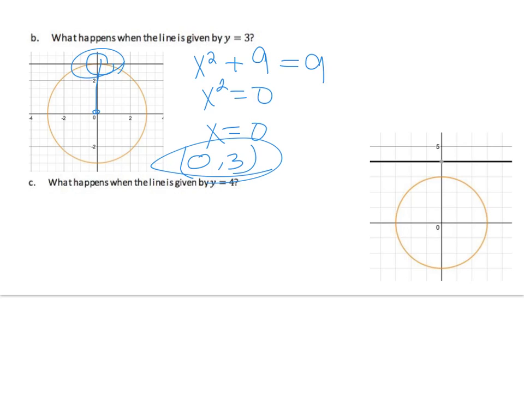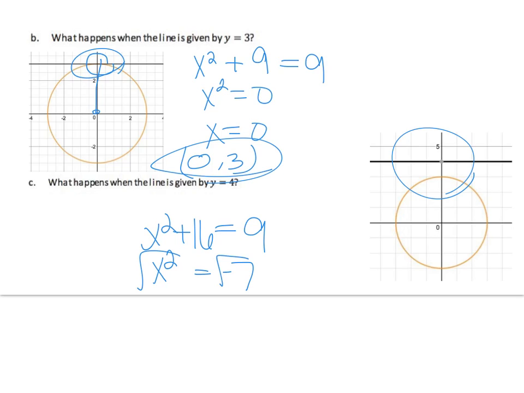What about when x equals 4? It looks like we're going to have no solution. x squared plus 16 equals 9. x squared equals negative 7. Take the square root of both sides. I don't have a real answer. It's the square root of negative 7. So no real solutions.